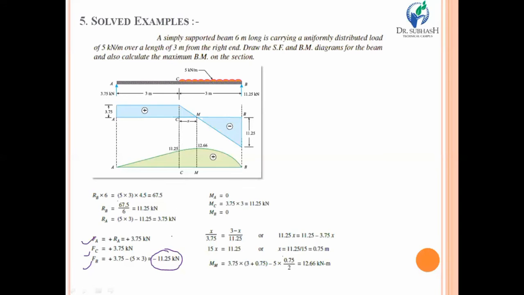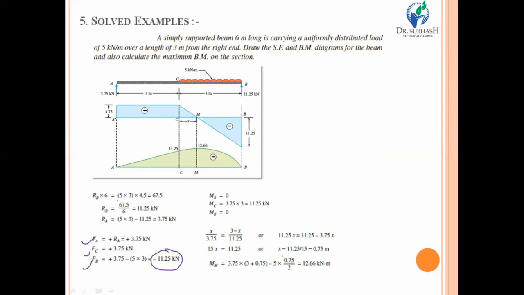Once you are selecting, 1 centimeter should be taken as 2 kilonewton or 5 kilonewton as per the space available in your graph or in your examination paper. You can take a suitable scale. Once you have decided the scale, according to that particular scale you need to draw a simple diagram, that is the shear force diagram.